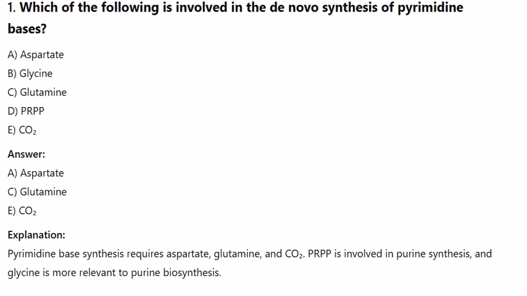1. Which of the following is involved in the de novo synthesis of pyrimidine bases? A. Aspartate, B. Glycine, C. Glutamine, D. PRPP, E. CO2. Answer: A. Aspartate, glutamine, E. CO2. Pyrimidine base synthesis requires aspartate, glutamine, and CO2. PRPP is involved in purine synthesis, and glycine is more relevant to purine biosynthesis.